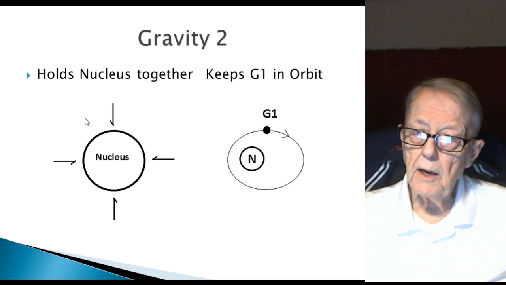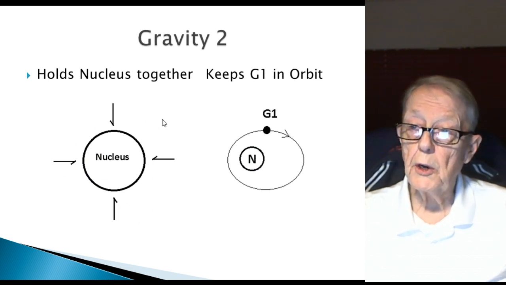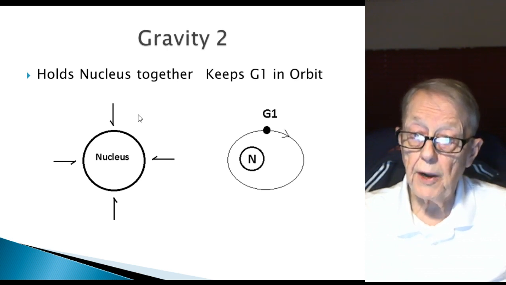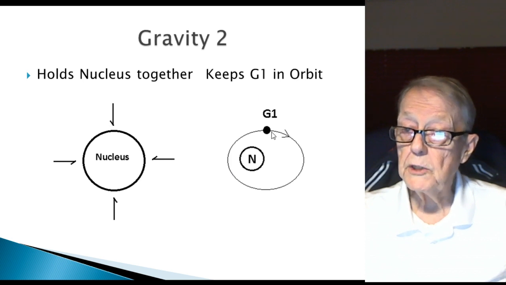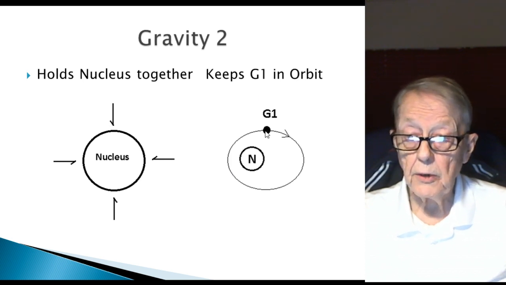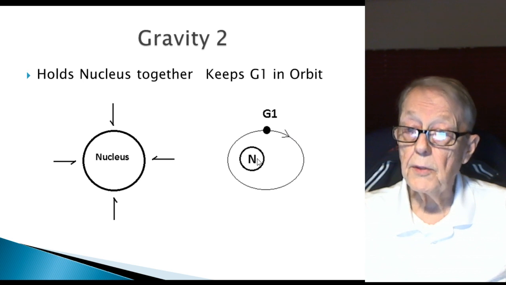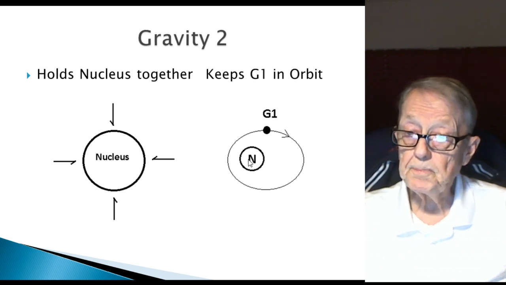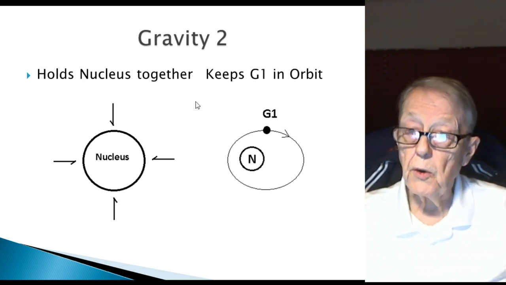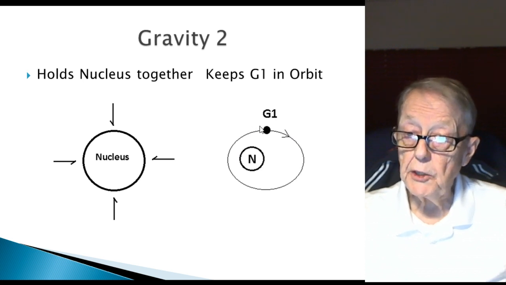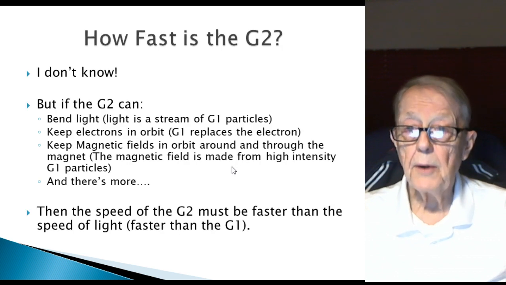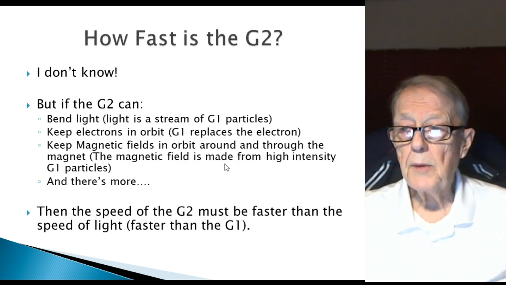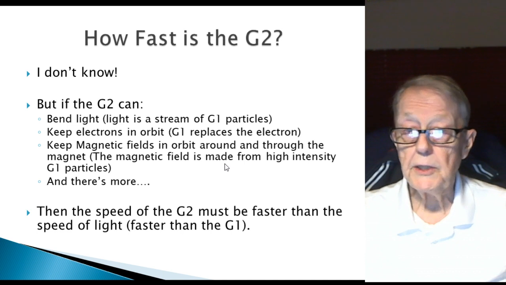G2 gravity holds the nucleus together, and I've said before that it's the nuclear binding force. It also keeps the G1, which is the electron in your terms, in orbit around the nucleus, around the N1. That's G2 gravity, and that's the G2 particle that's keeping that going around. So ultimately, now we get back to the question: how fast is a G2?